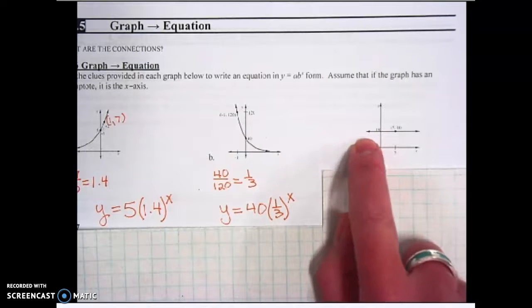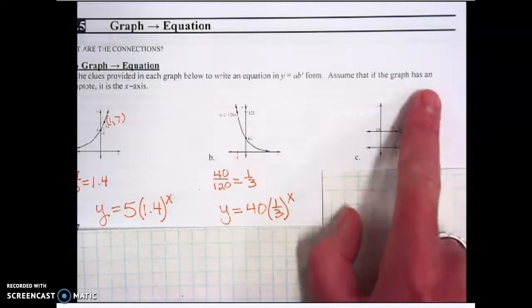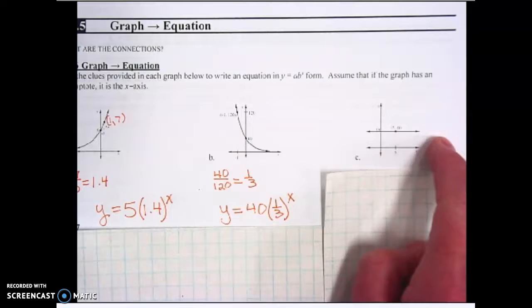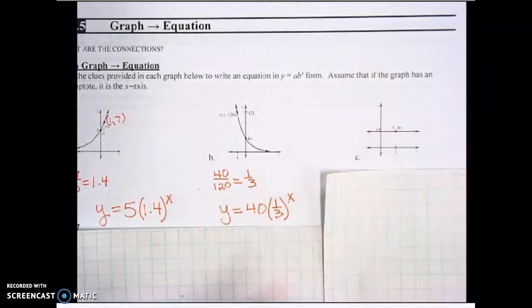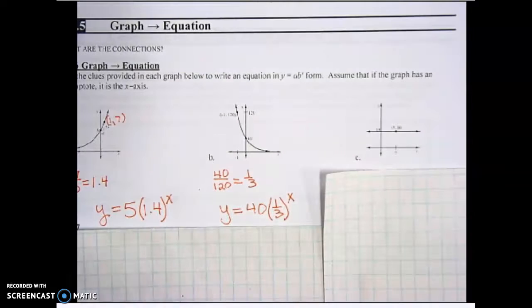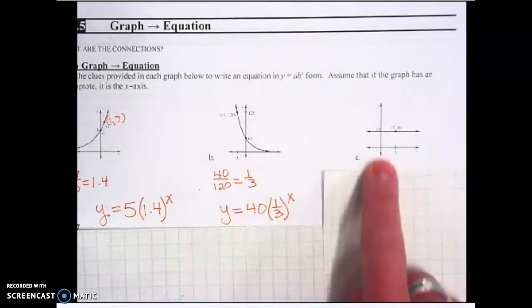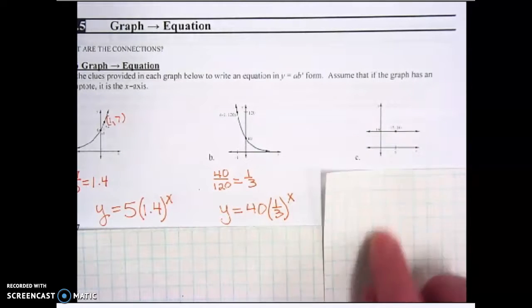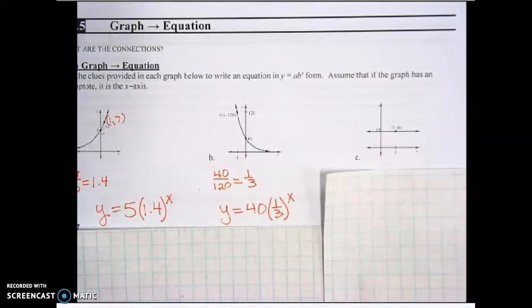Instead of having an exponential growth or an exponential decay, we've got this flat line, okay? Which we could write in the form y equals mx plus b, but they want us to write it in the form y equals ab to the power of x. Okay, so the a is where it's crossing the y-axis. Where is it crossing the y-axis? Right there. 18.